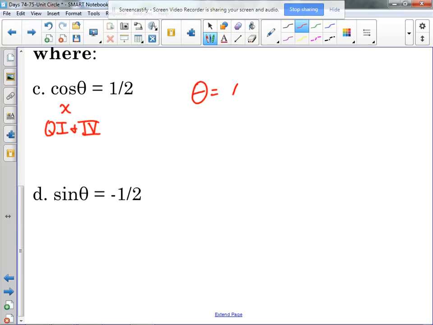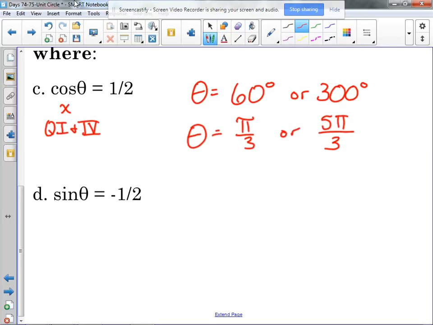Theta equals 60 degrees or 300 degrees. And I'm also going to list it in radians. Pi over 3 or 5 pi over 3. All right. So 4 answers, but technically 2 of them are the same. 60 degrees and pi over 3 are the same angle, just one's in degrees, one's in radians. All right, let's look at D.